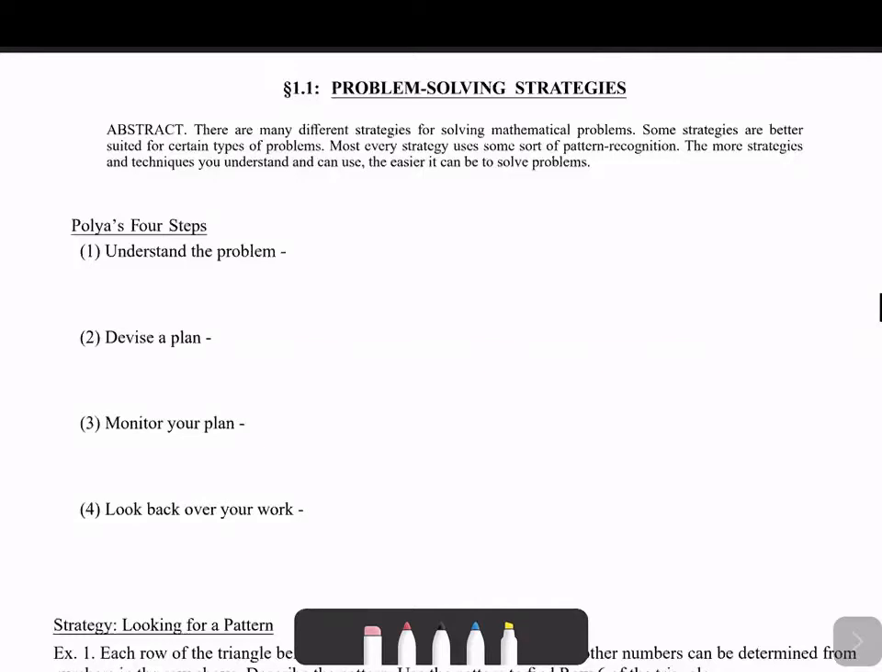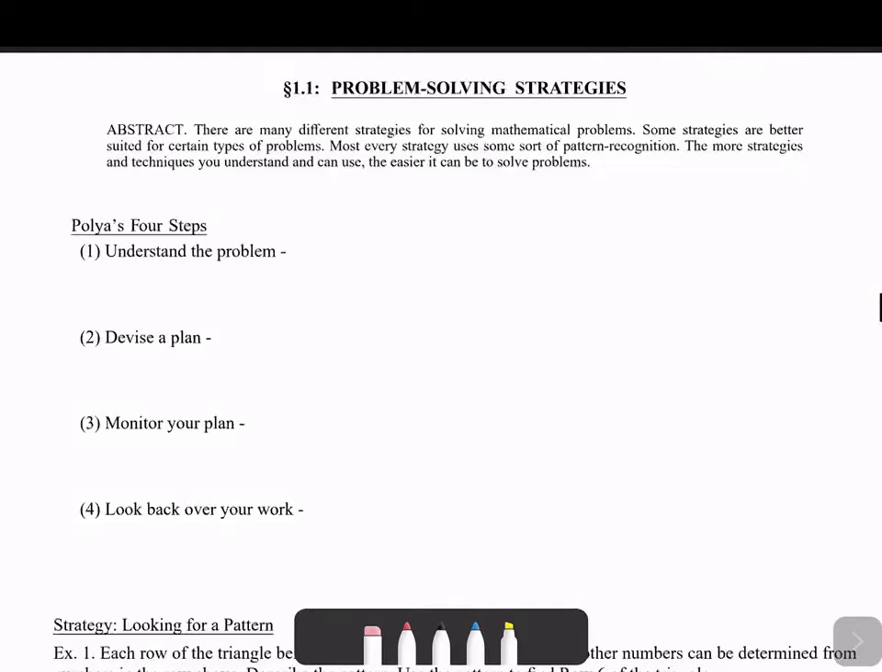So in these videos, I will assume that you have already read the section. So I may use some vocabulary that came from the section. So every week, the first step is to go read that section of the book. Okay, so this one talks about problem solving strategies.